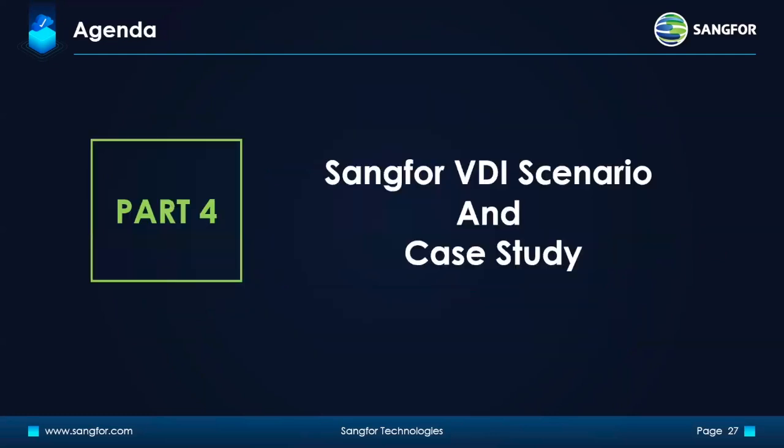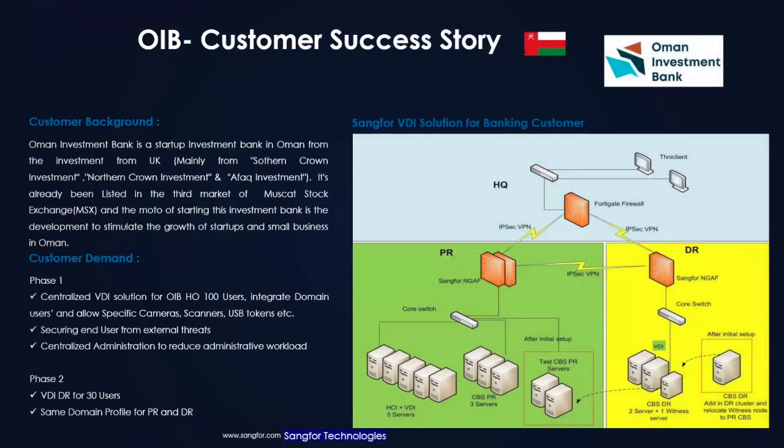So this is the second last part of VDI, the Sangfor VDI scenario and case study. We will discuss a customer in Oman. We have a very big customer here in Oman, OIB, Oman Investment Bank, which is using the servers, hypervisor, VDI, our own SCP, our own firewall, and our own storage as well.